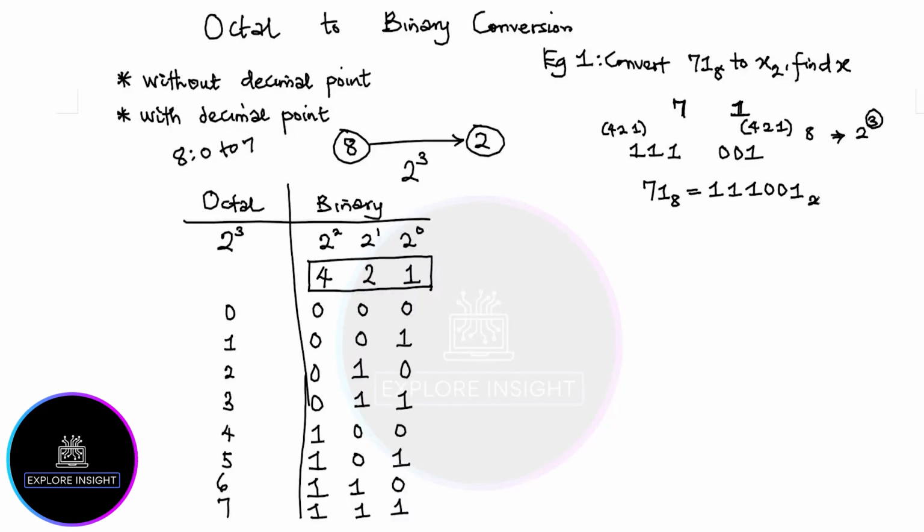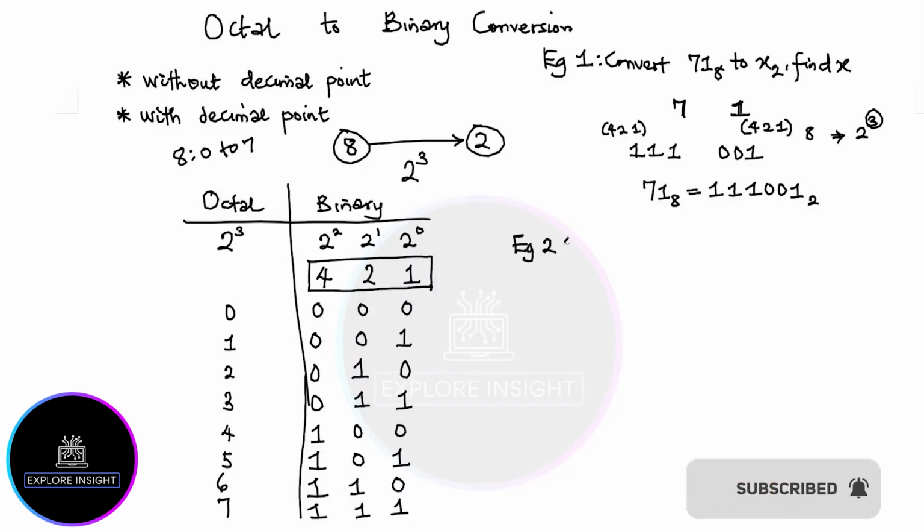So you can confirm. Let's go back to what we have here. 7 is 1, 1, 1, and 1 is 0, 0, 1. So the combination of this and this is what we have here in base 2. I believe this is pretty easy. So let's look at another example.